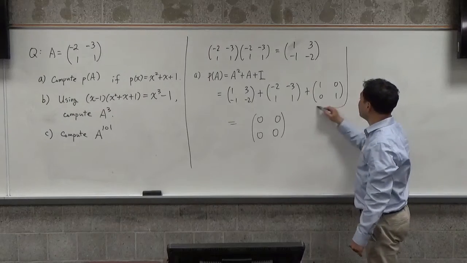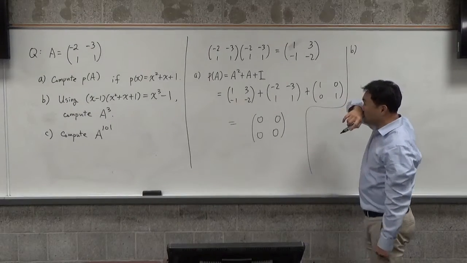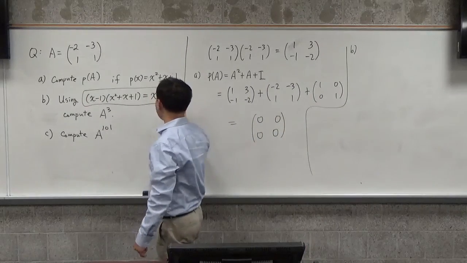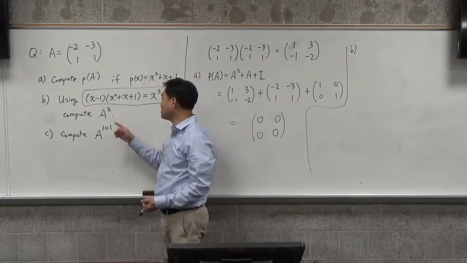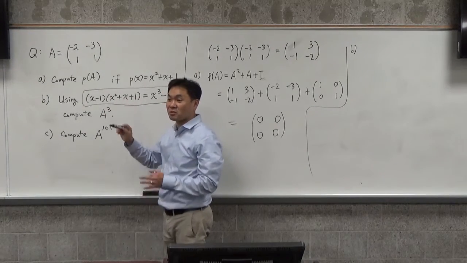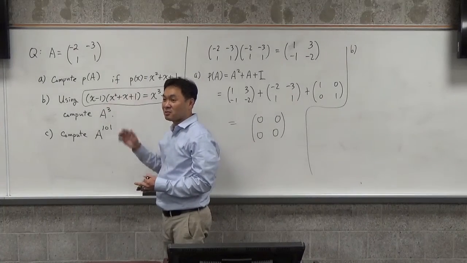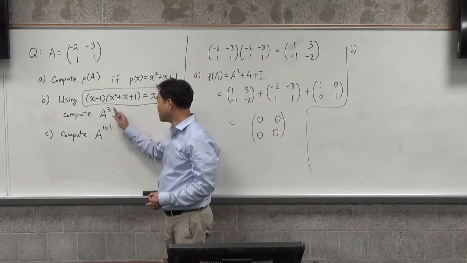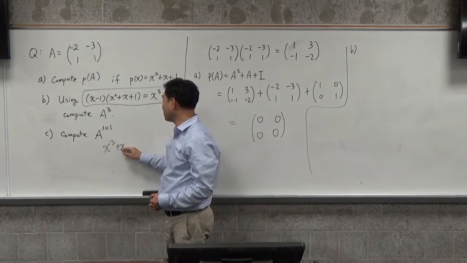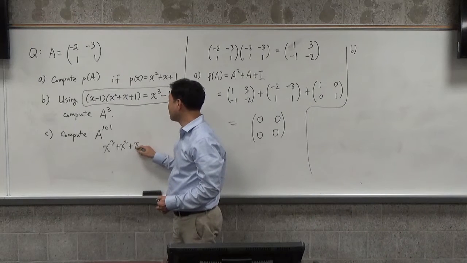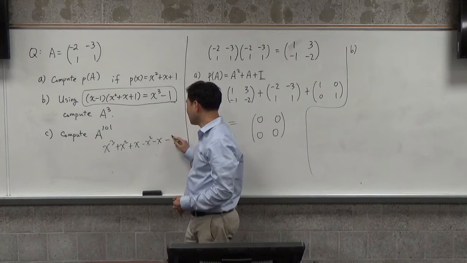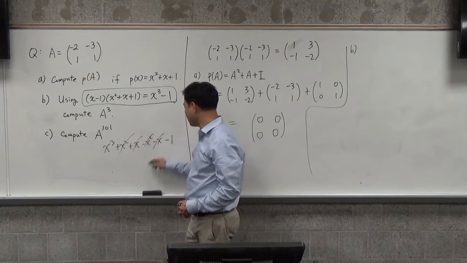Now, part B says, using this identity, this is something that you may or may not have seen in high school, but it's very easy to check that this is true. Just FOIL it out and you'll see mass murder. You want to see mass murder? X times x squared is x cubed. X times x is x squared. X times 1 is x. Minus x squared. Minus x. Minus 1. Kill. Kill.